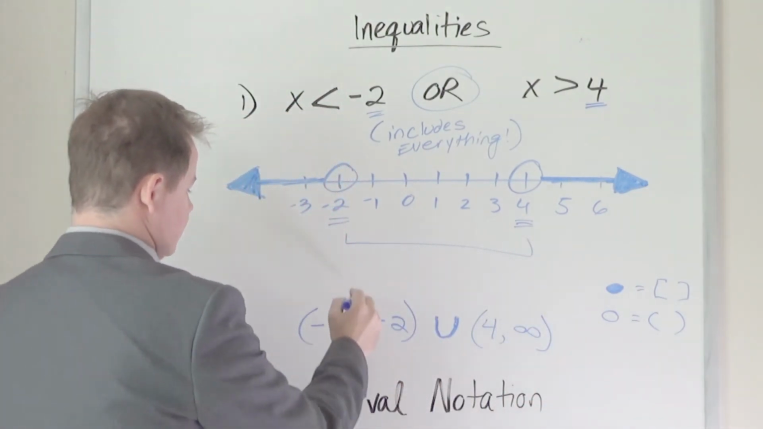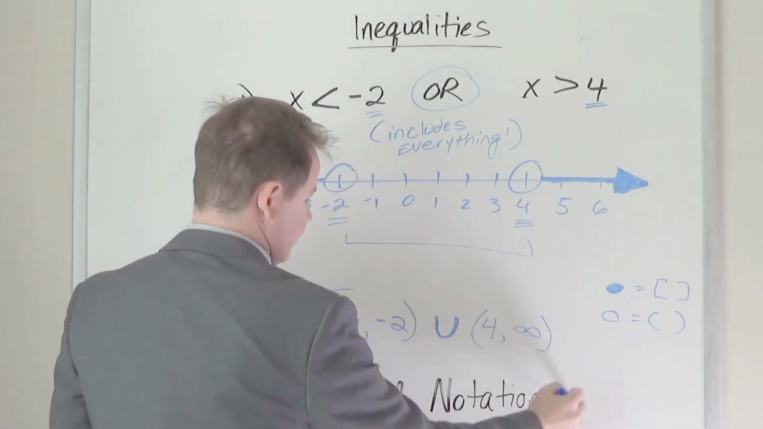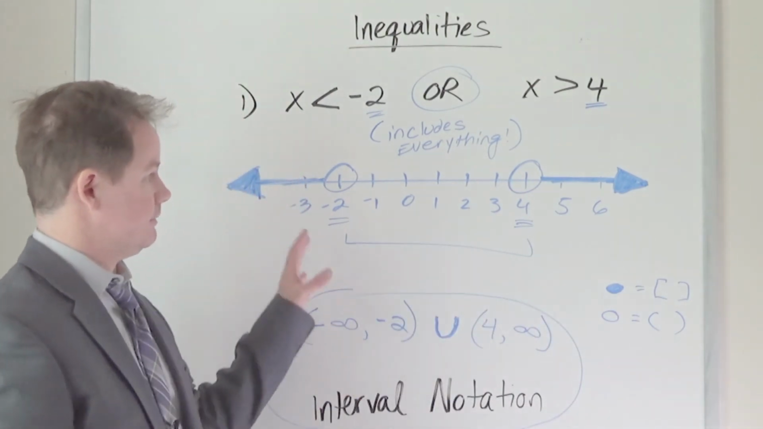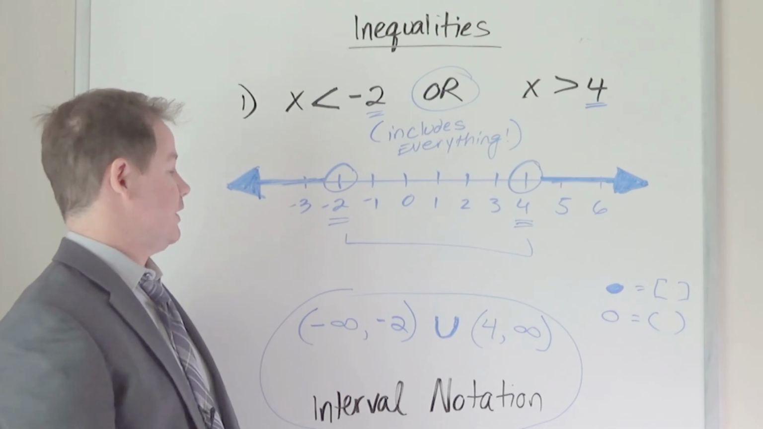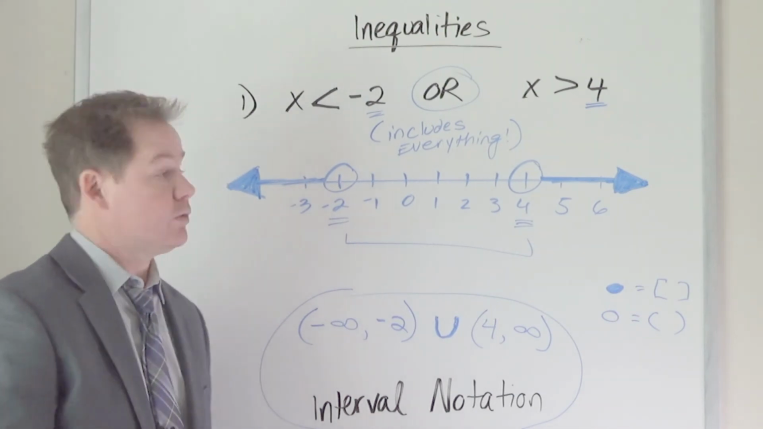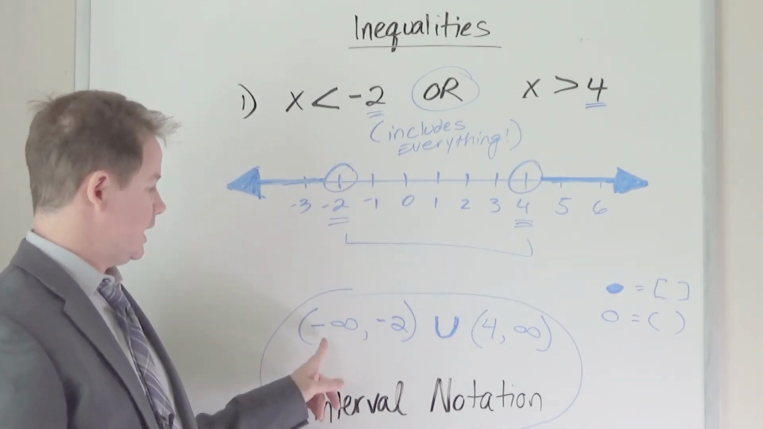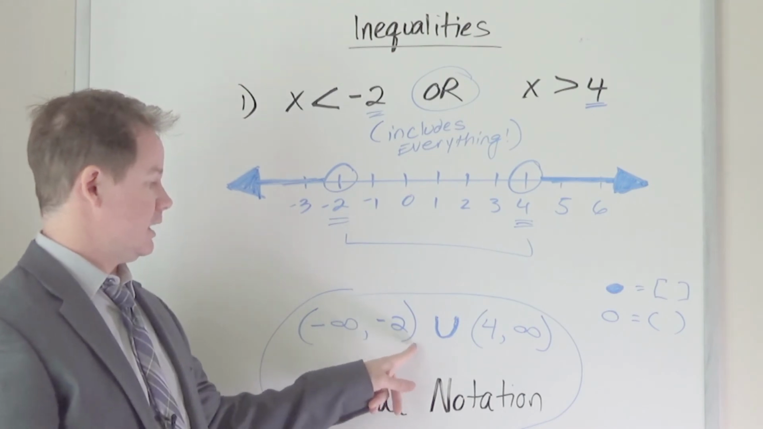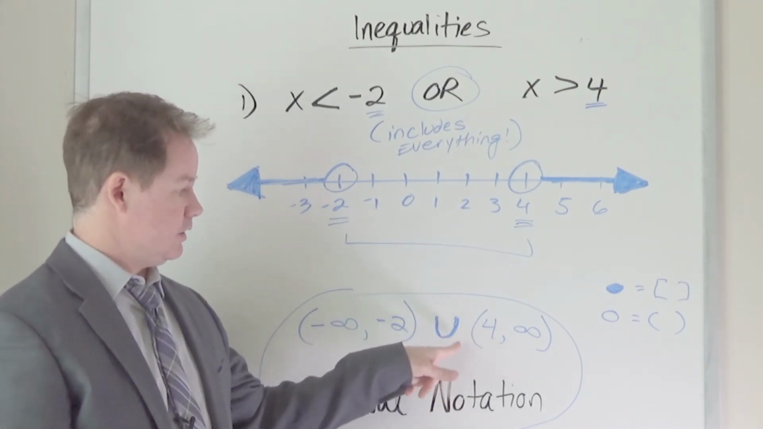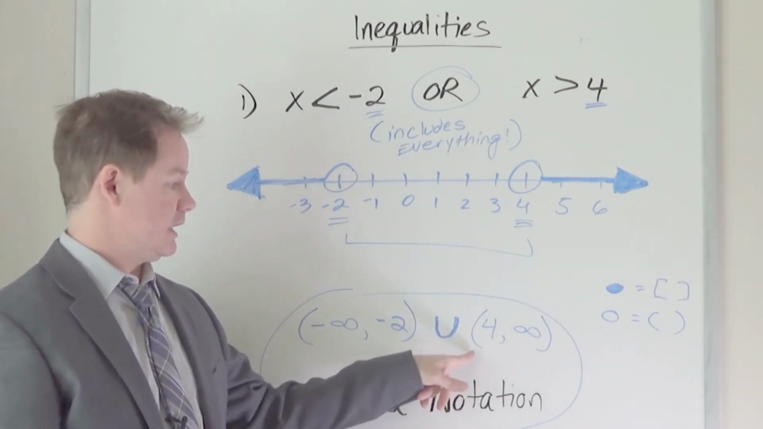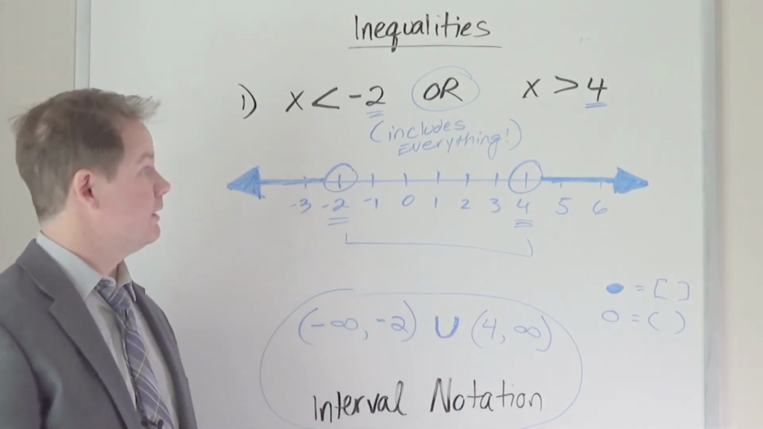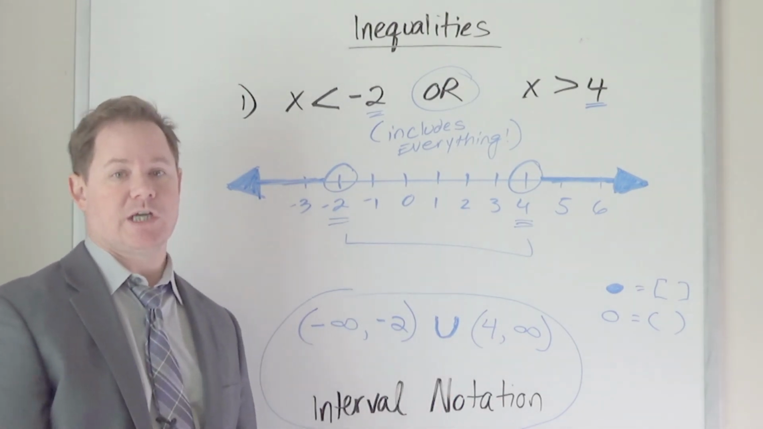So the correct solution using interval notation to represent this number line graph that we see here for these two inequalities joined with an or would be -infinity to -2, non-inclusive, and then union 4 to infinity, again non-inclusive of 4.